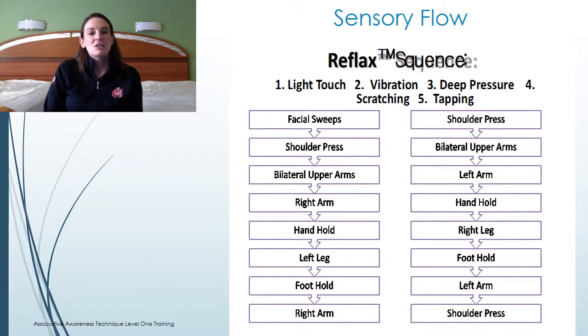But then when you get to the upper arm, bilateral upper arm, right arm, hand hold, that's when you start this sequence of light touch, vibration, deep pressure, scratching, and tapping. In the video that follows, we will show you each type of touch and give an explanation of each type so that hopefully this is something that you can begin to incorporate in your practice very soon.